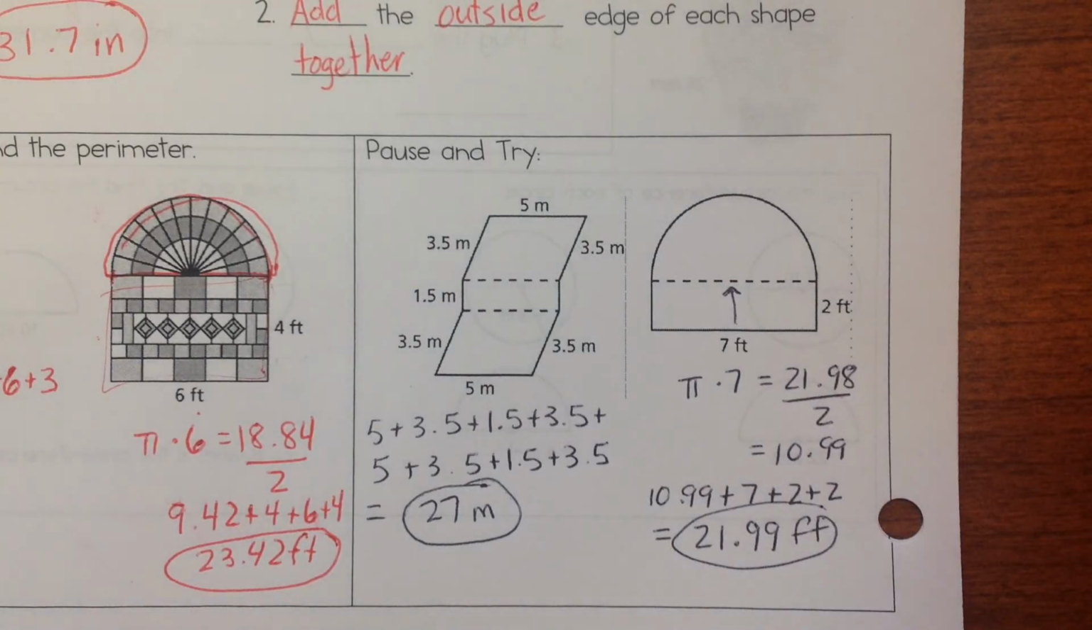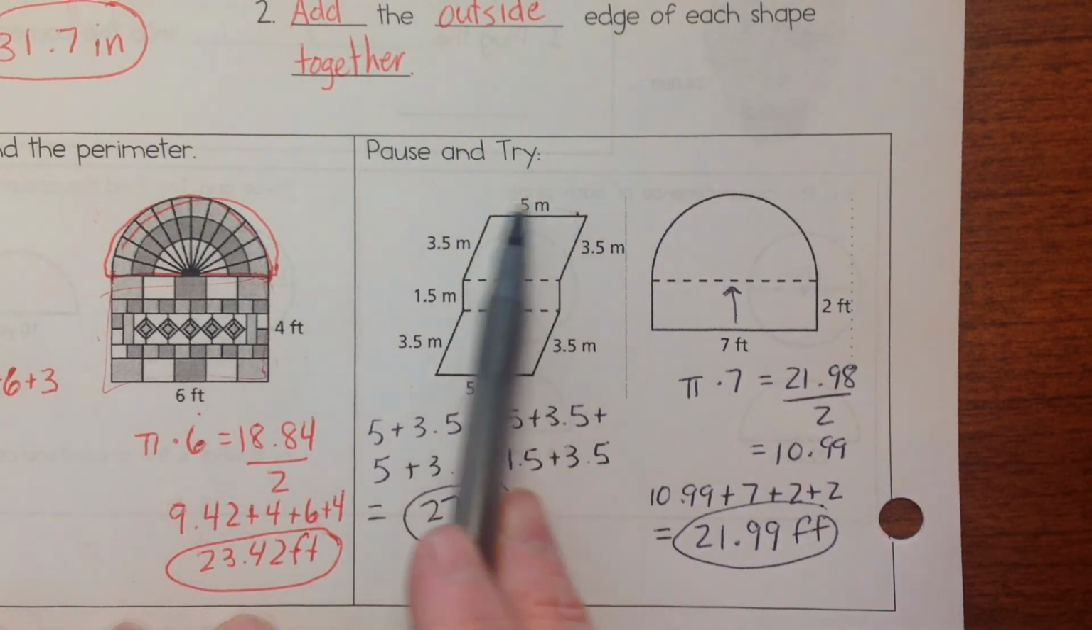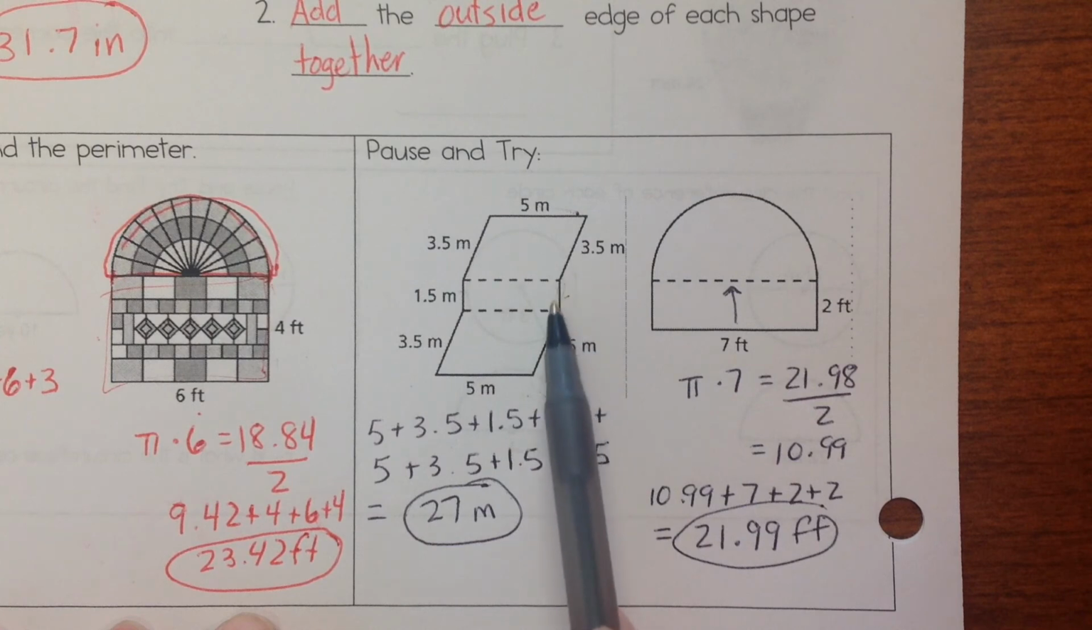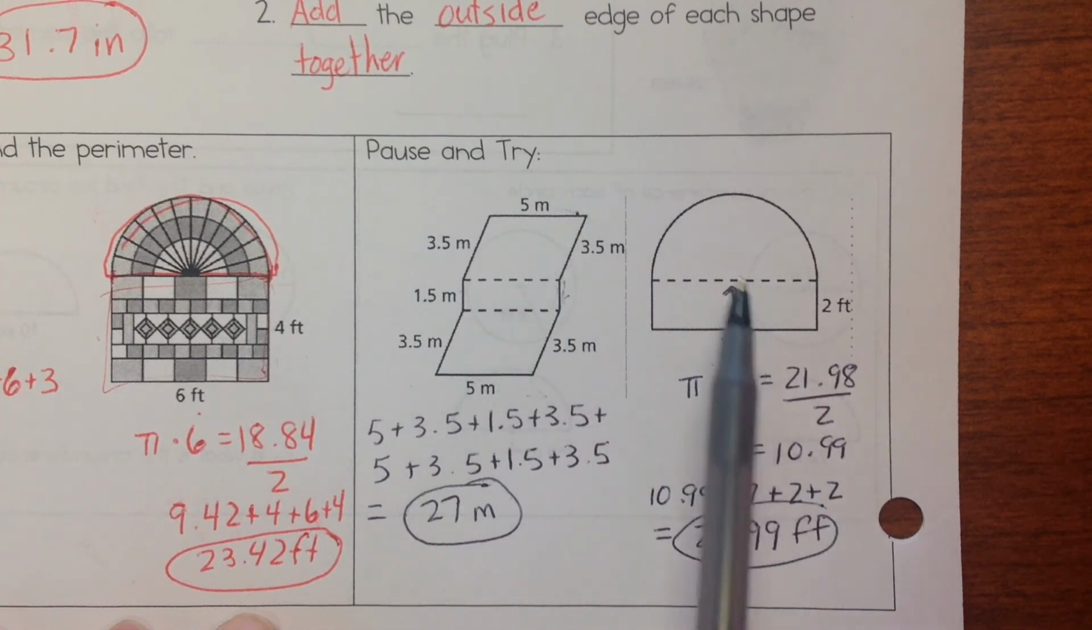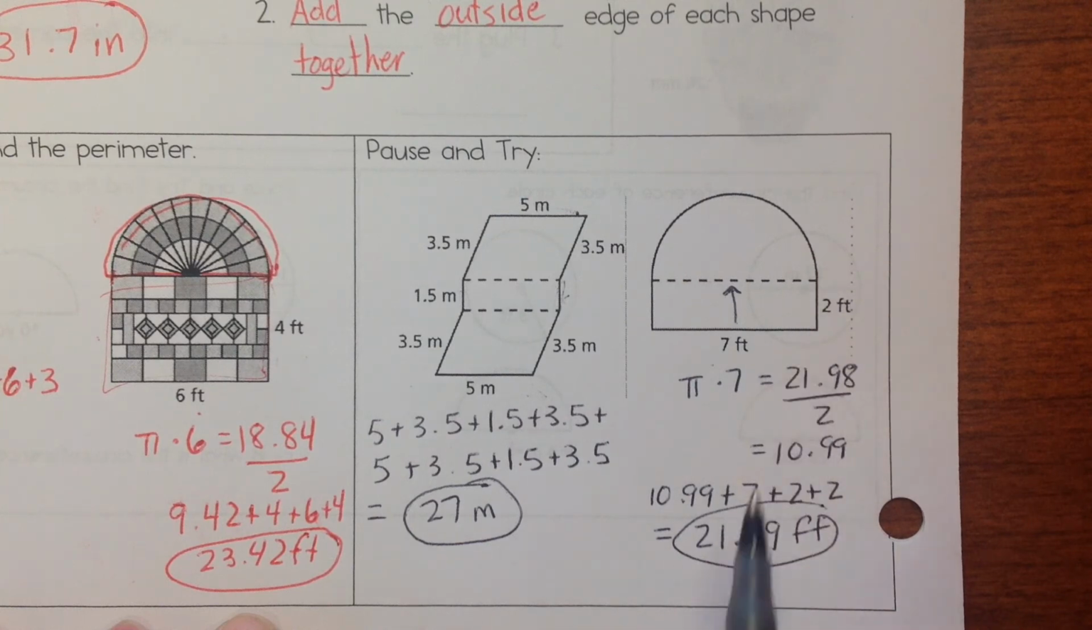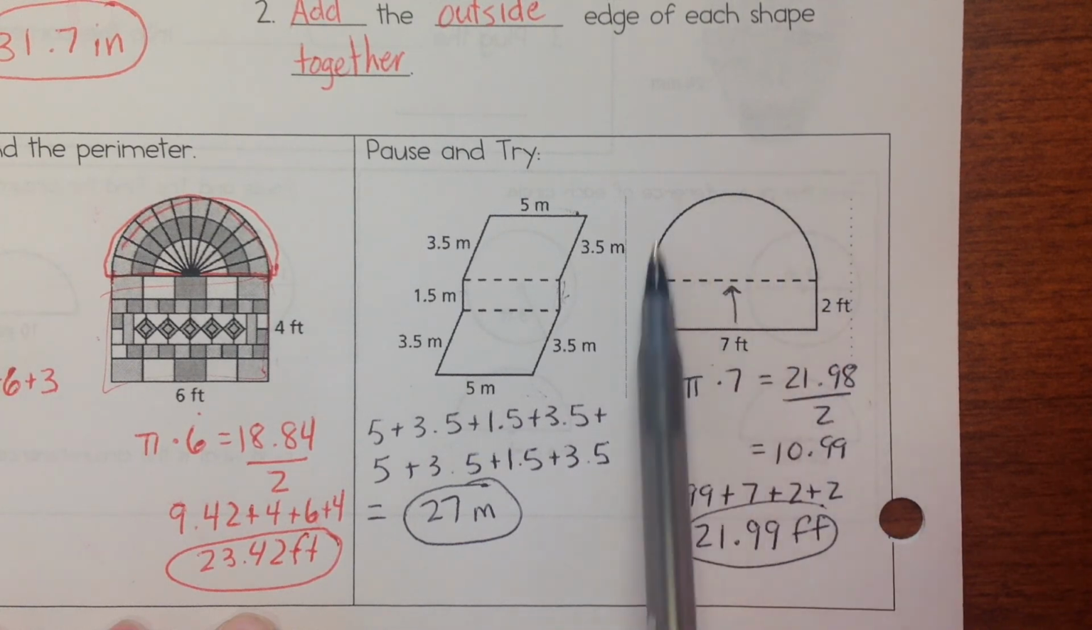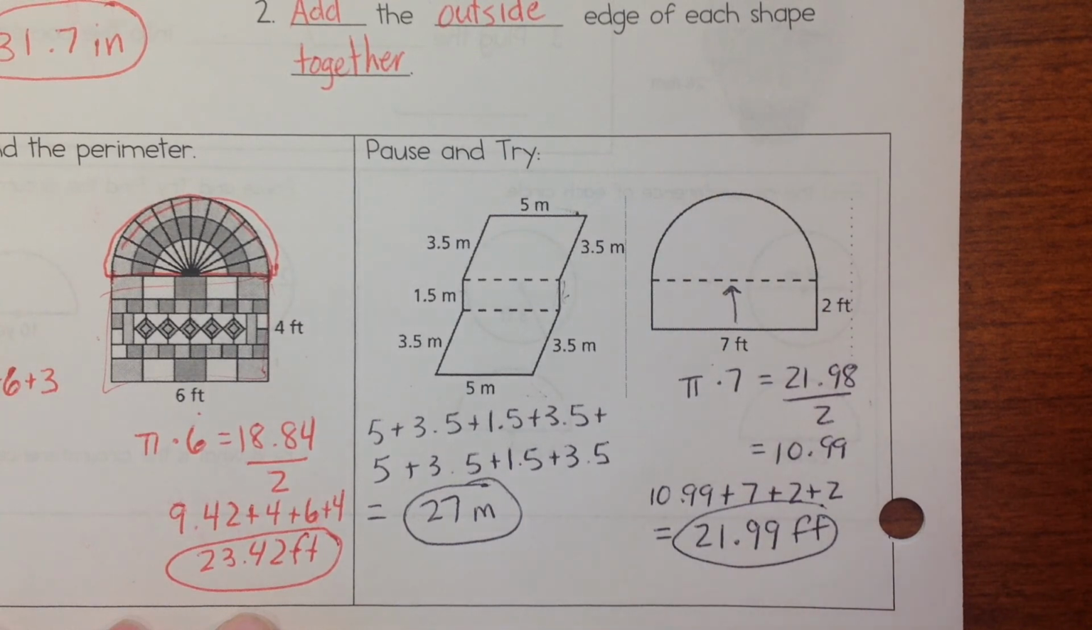Okay, here are your answers. You'll notice that I just added, and I included this as being 1.5 as well. And then on this one, I remembered that 7 was the same thing as this, so that's my diameter. So I went pi times 7, and then I had to divide by 2 because this is a semicircle. And I added back in, and there's my answer.